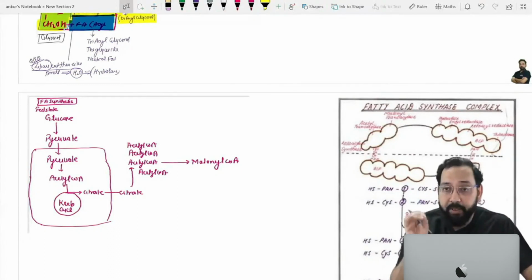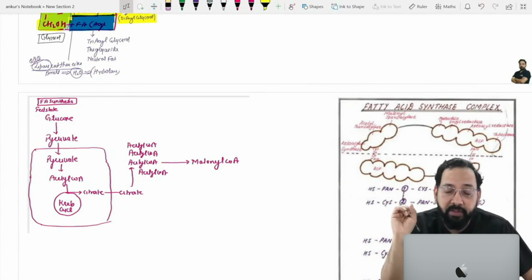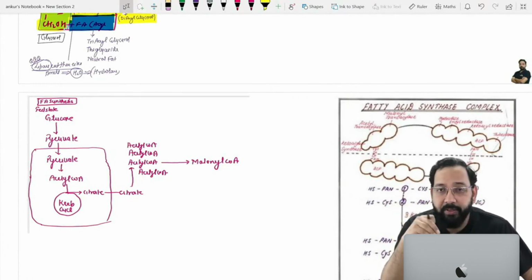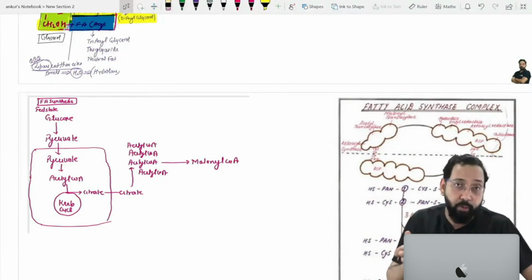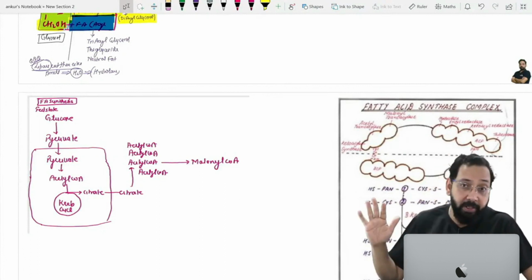We are in the fed state, taking our diet regularly at regular time intervals. Whenever we are in the fed state, after taking food for 6 hours, you will find that blood glucose is very high, postprandial blood glucose is high, and that extra glucose will be converted to glycogen. I told you the complete pathway.